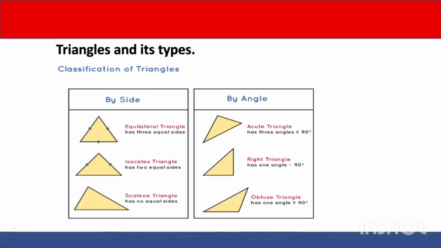Types of triangles by sides. Equilateral triangle, it has all the sides equal. Isosceles triangle, 2 sides equal. Scalene triangle, all the sides are different.